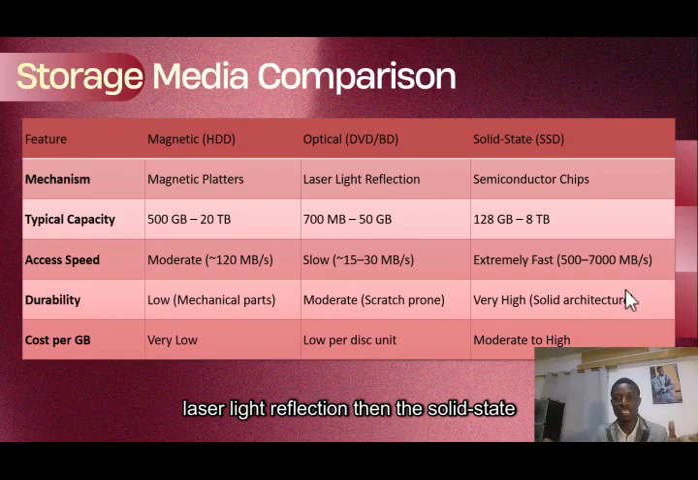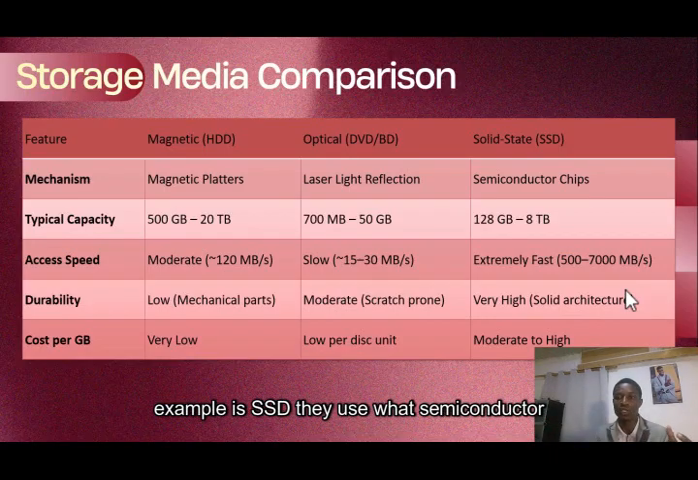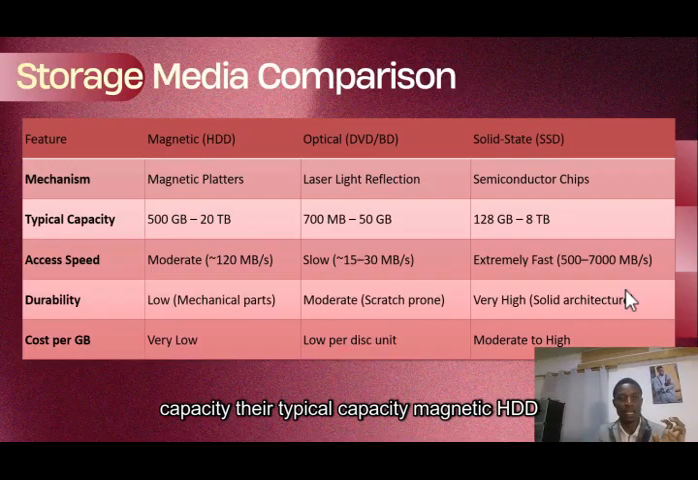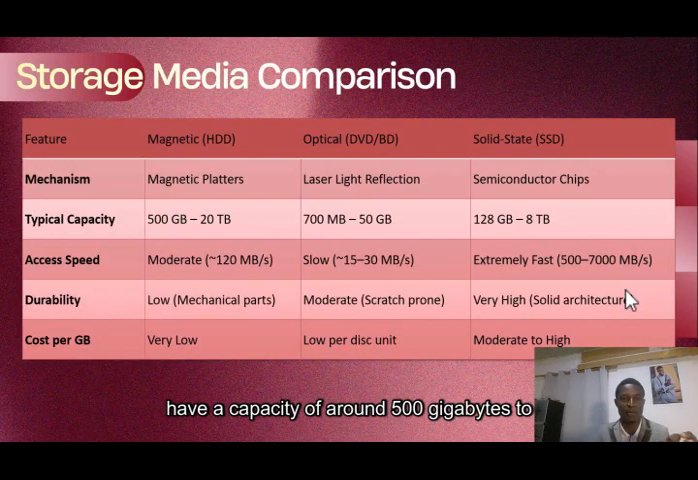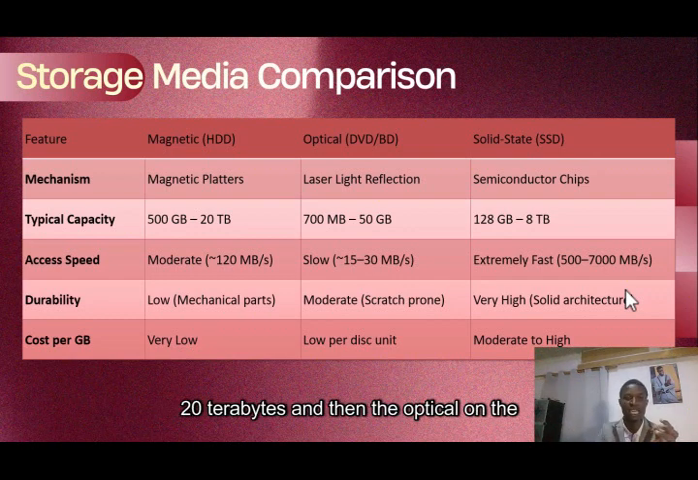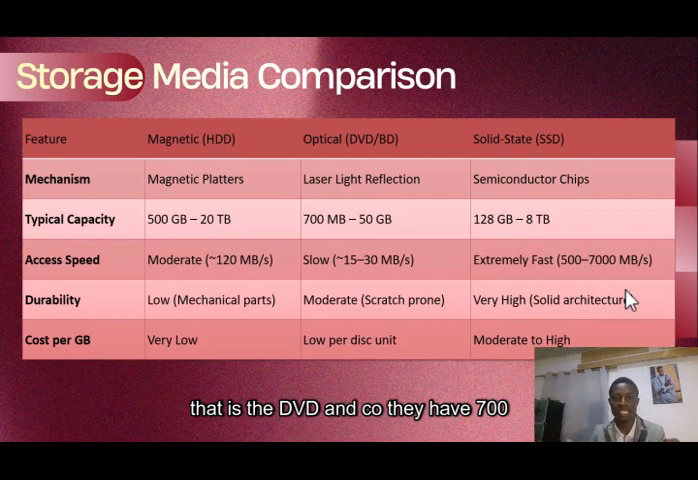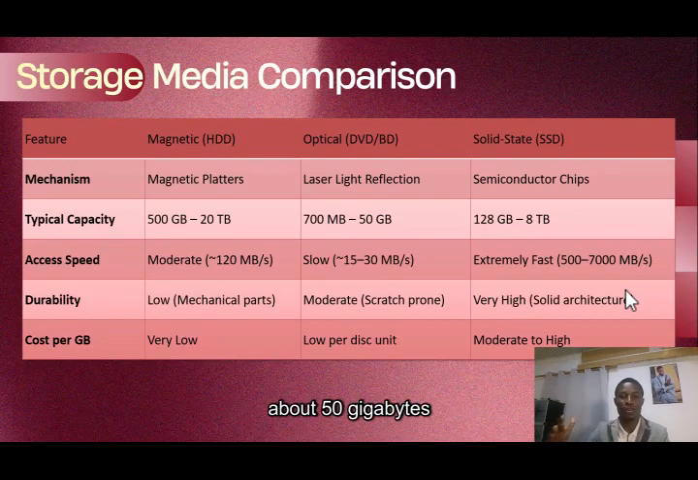Then the solid state, for example the SSD, they use what? Semiconductor chips. Then let's talk about their typical capacity. Magnetic HDDs have a capacity of around 500 gigabytes to 20 terabytes. The optical, that is the DVD and co, have 700 megabytes to about 50 gigabytes. Then the solid state SSD have 128 gigabytes to 8 terabytes.